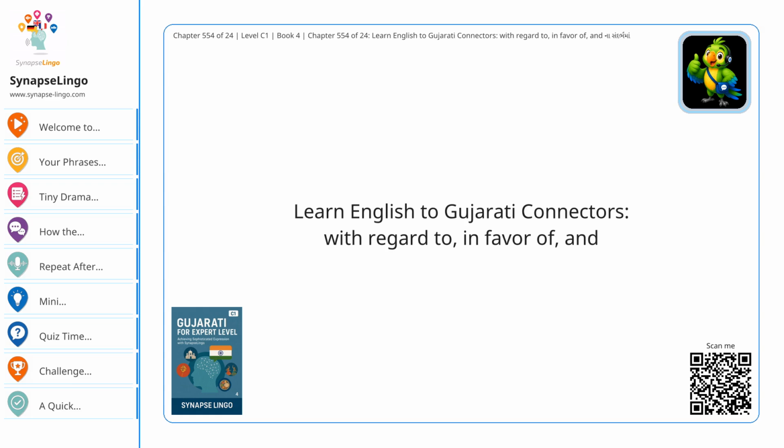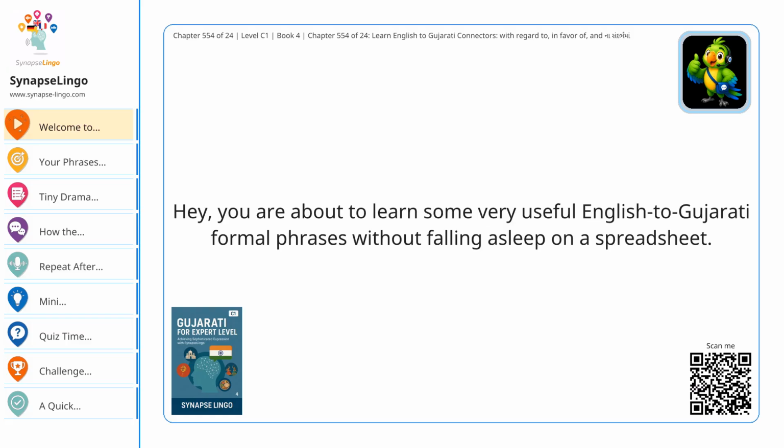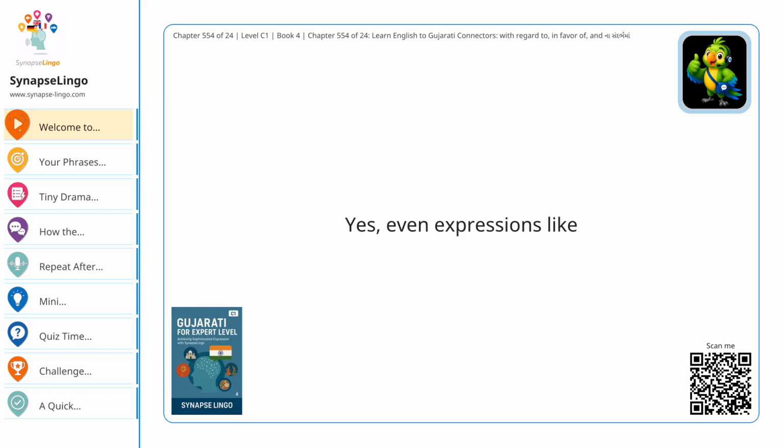Learn English to Gujarati connectors: with regard to, in favor of, and more. ના સંદર્ભમાં. Welcome to the meeting nobody wanted. Hey, you are about to learn some very useful English to Gujarati formal phrases without falling asleep on a spreadsheet. Yes, even expressions like ના સંદર્ભમાં can become fun.